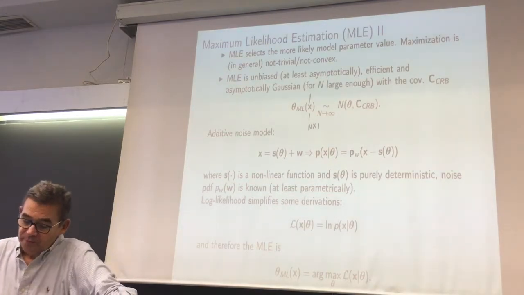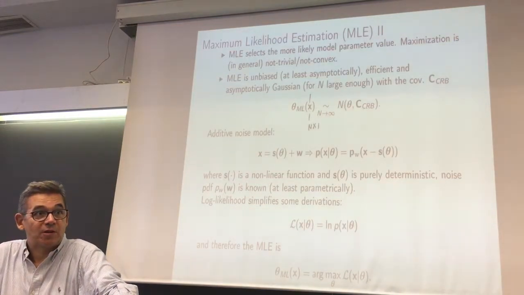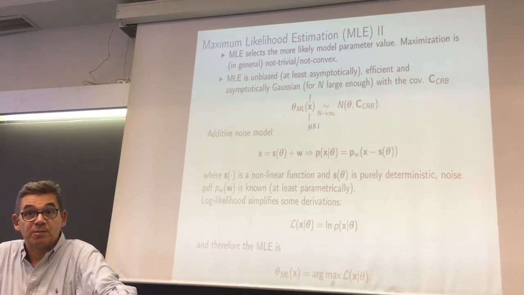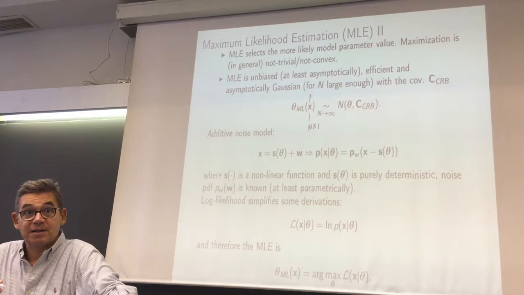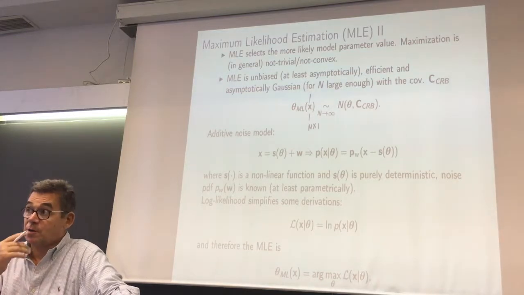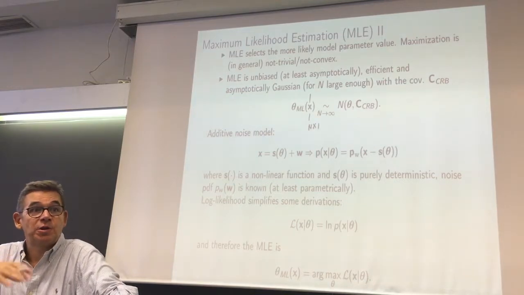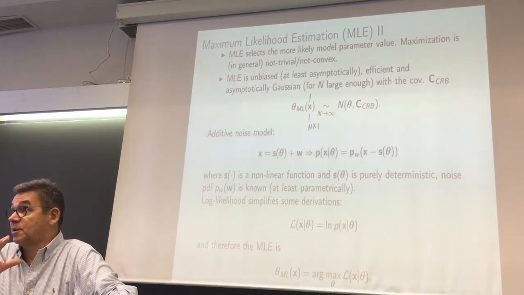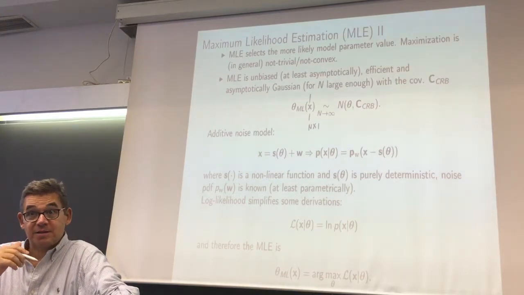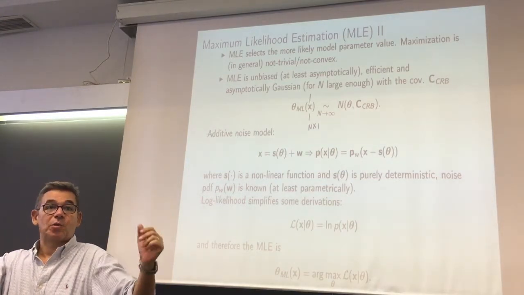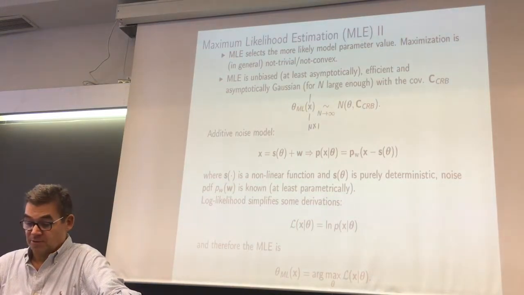Everything is nice up to now. There is a bad news. The bad news is that if I want to find the maximum of the likelihood function, in most cases it is not trivial. So you need to use numerical methods for that. That's a bad news. That means that I don't have a very nice formula. I need to use optimization tools, optimization programs.